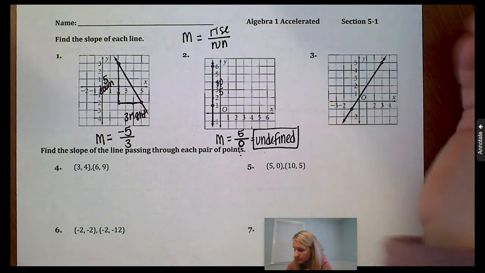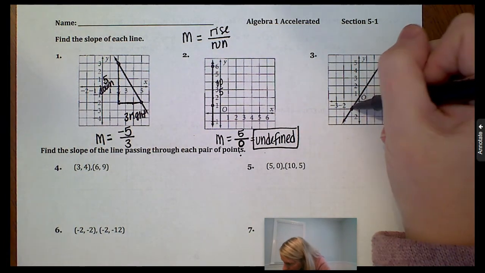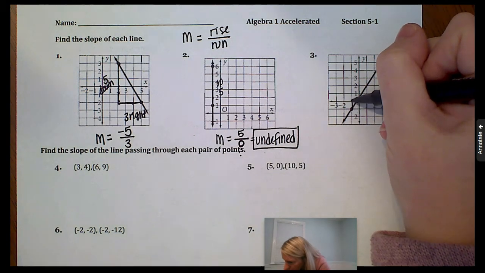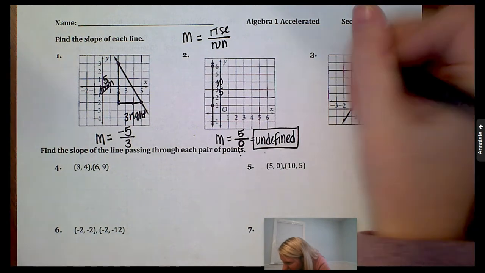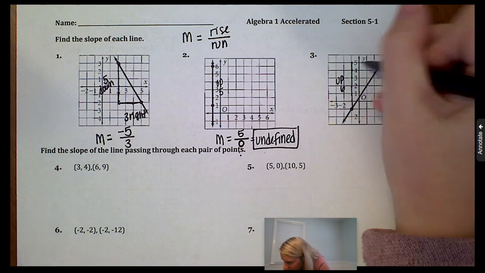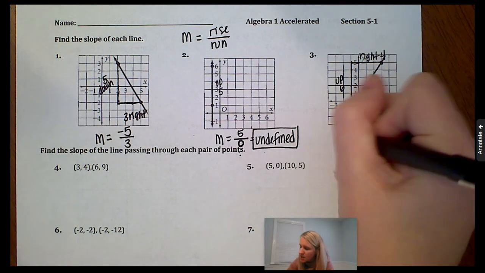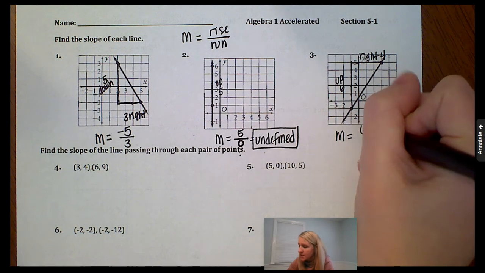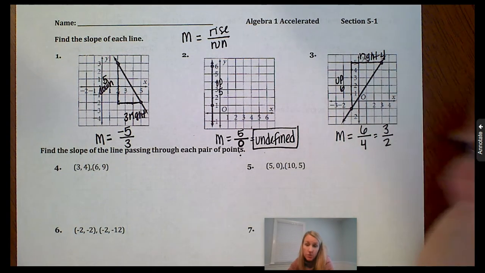Okay, and then this one, just once again counting. I'm just going to go off the 2 points that are kind of labeled there. So from here, I go up 1, 2, 3, 4, 5, 6. So up 6. And then I went to the right 1, 2, 3, 4. Right 4. I'm just writing myself the thing. So my slope, we would say rise is 6, run is 4. I can reduce that. So if you can reduce it, please do so.